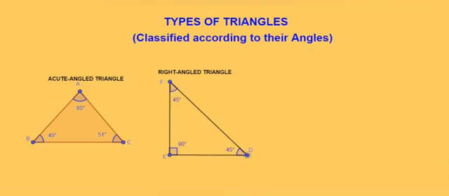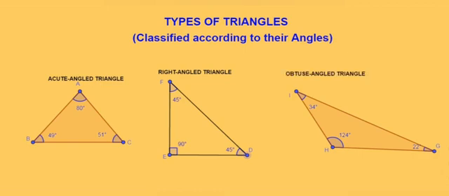Okay, the next one, one more triangle. Look at here. Here one angle is 124 degrees, that is an obtuse angle, and the other two angles are acute angles. If one angle of a triangle is obtuse, then we can say they are obtuse angled triangles. If all angles are acute, we call it an acute angled triangle. If one angle is 90 degrees, right angled triangle, and if one angle is obtuse, then we call it an obtuse angled triangle.